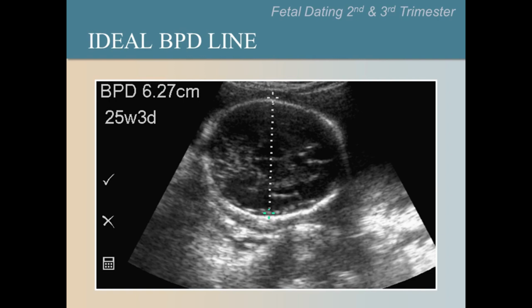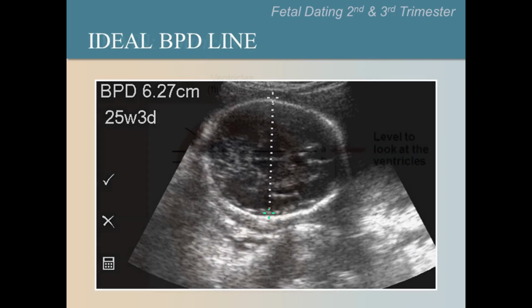The image also shows you how the BPD and gestational age will look on the computer. We see here that the BPD is 6.27 centimeters, which means that the fetus is 25 weeks and 3 days old.